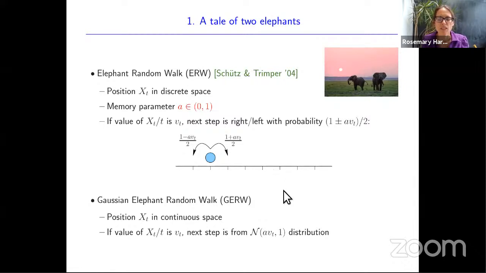The second elephant that Rob and I considered is a variant of that, really, which we call the Gaussian elephant random walk. This has a position in continuous space, and if the value of the velocity up to the time we're at is vt, then the next step is from a Gaussian distribution, clues in the name, with mean A vt and variance 1. So you perhaps already spot that these models look very similar. The mean step length is the same in both of them, and the variance is the same in both of them. But we'll see there are some important differences.